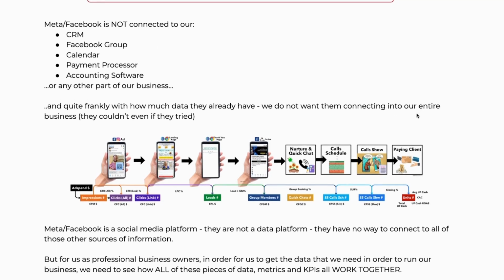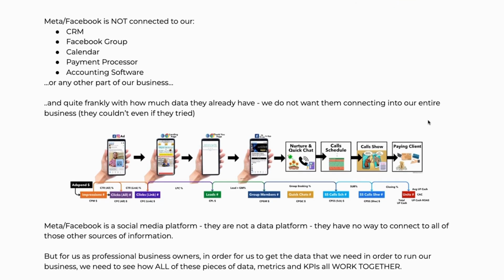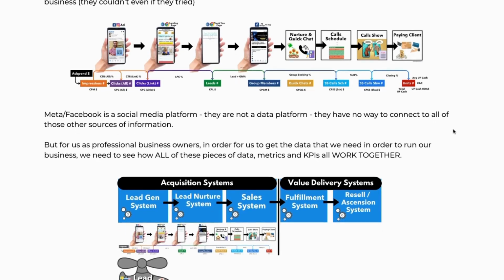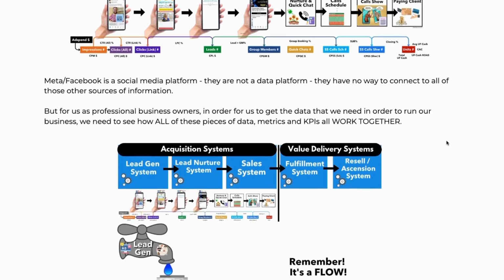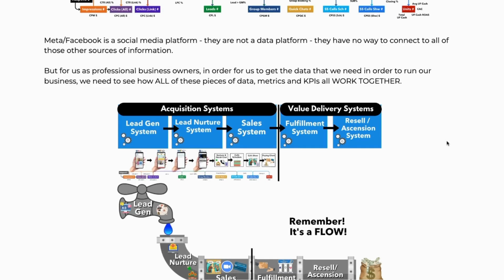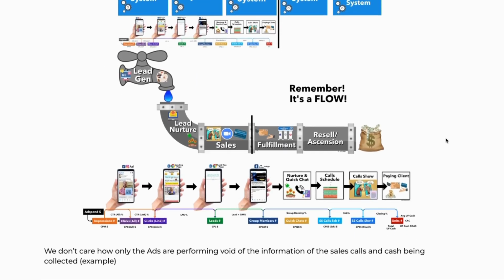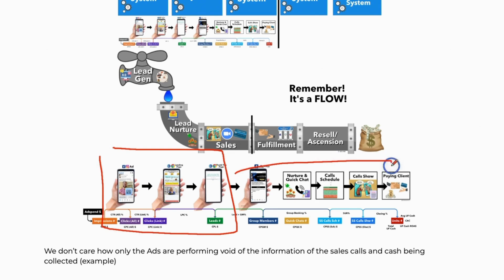They don't know our expenses. They don't know any of that. And quite frankly, they already have too much information. We don't want to have to give them access to that, even if they were, right? But they're a social media company. They're not a data crunching company, right? And so for that reason, if we're going to be professional business owners, professional entrepreneurs, it is up to us in order to make sure that we are keeping our data and our metrics all organized so that way we can actually see all of the pieces and how they actually all work together, right? So we only care about how the ads are performing as long as it is within the context of the rest of the entire ecosystem, right?